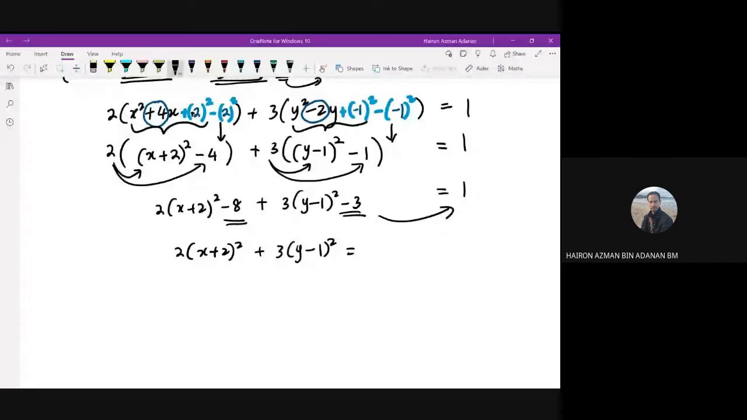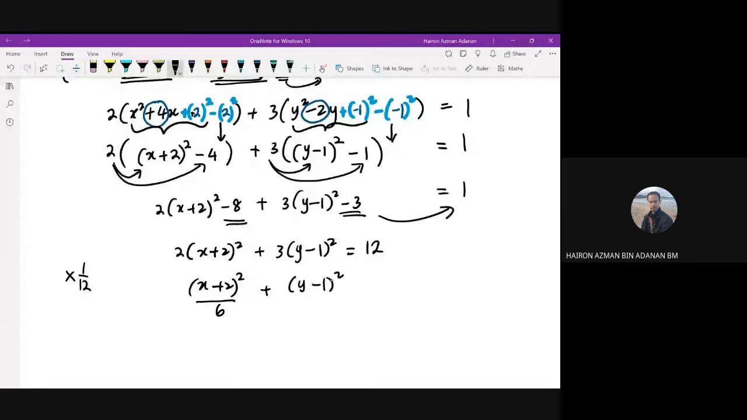No, sorry, negative 11. Negative 11 with the right plus 1, you will get 12. Okay, now to make it standard equation, you have to multiply by 1 over 12, or divide by 12. So 2 divided by 12, you will get (x plus 2) squared over 6, plus (y minus 1) squared divided by 12, you will get 3 over 12 is 1 over 4, right?